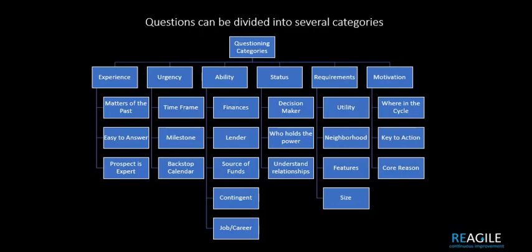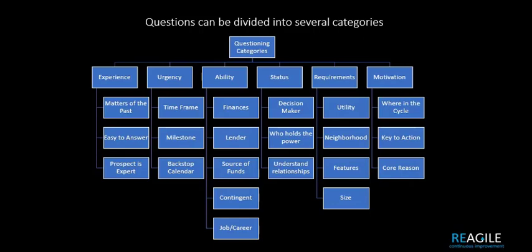How many bathrooms do you need? Do you want a big yard? Do you want a small yard? Do you want a fence around the yard? Can you tell me about the community you want to live in? As I said, these things are important, but they're only important now. They're only important because I know that I'm getting close to being able to ask a closing question.